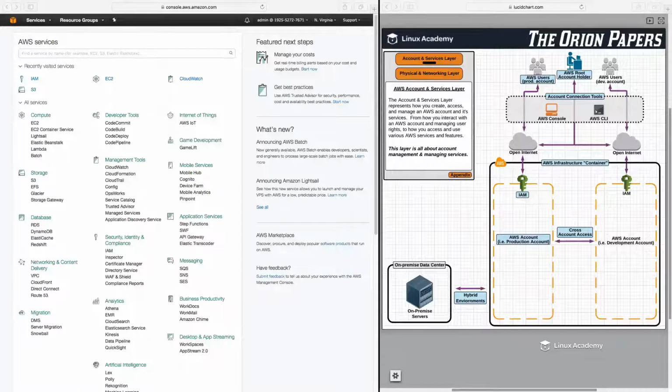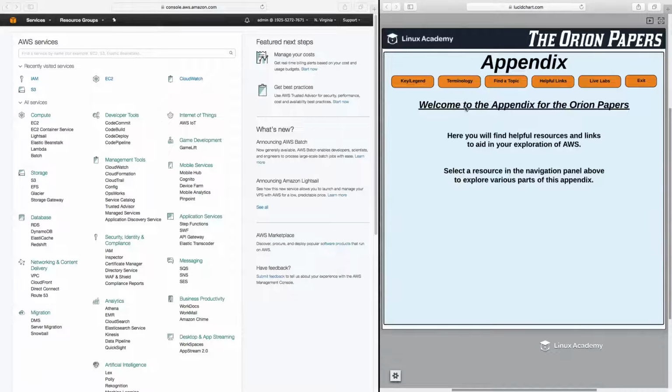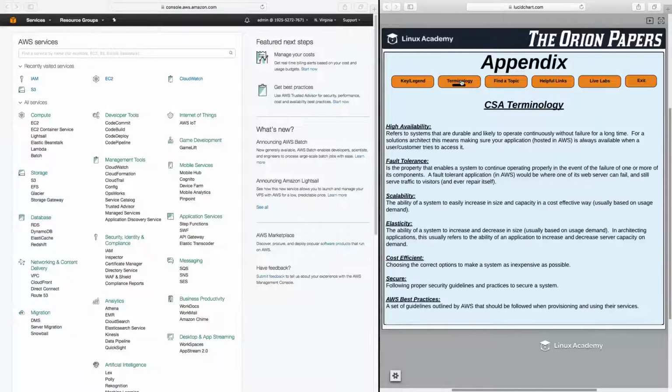Hello and welcome back. In this lesson, I want to talk about some specific terminology that you're going to need to know to be an effective solutions architect and to do well on the CSA exam. Also, these are extremely important concepts to know as a solutions architect and especially when building applications inside of AWS. So at any given time, you can access this terminology and their definitions by going to the appendix and then clicking on the terminology tab.